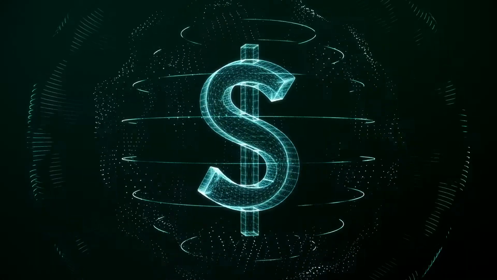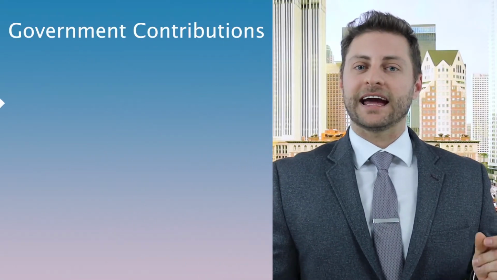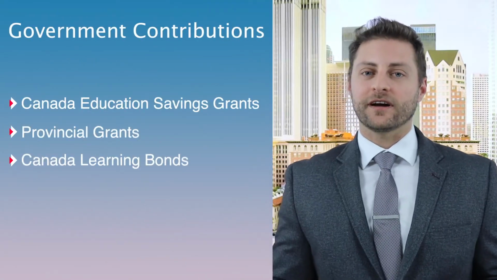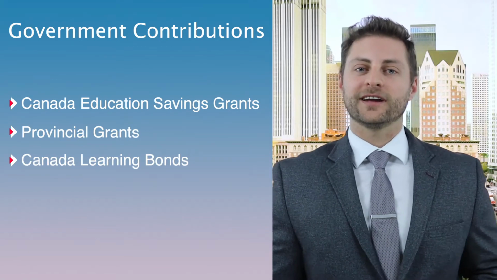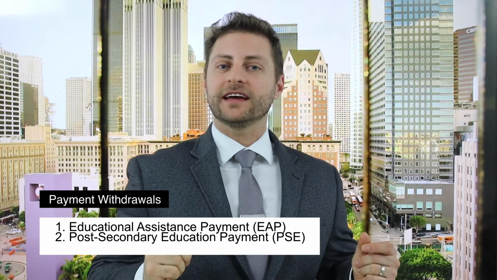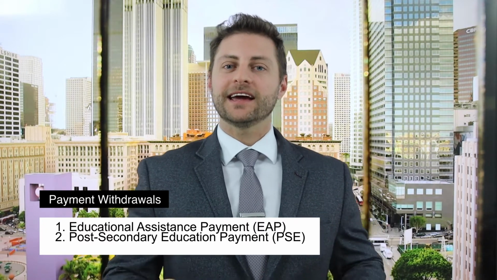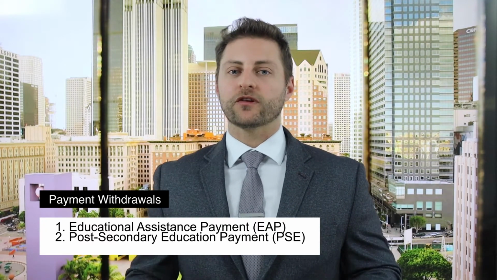Your RESP account would usually consist of the money you have contributed, plus interest earned or any government contributions received. These government contributions may include the Canada Education Savings Grants, CESG, provincial grants, or Canada Learning Bonds. Now, there are two types of payment withdrawals from your RESP. One of which is the Educational Assistance Payment, EAP, and the other is the Post-Secondary Educational Payment, PSE.